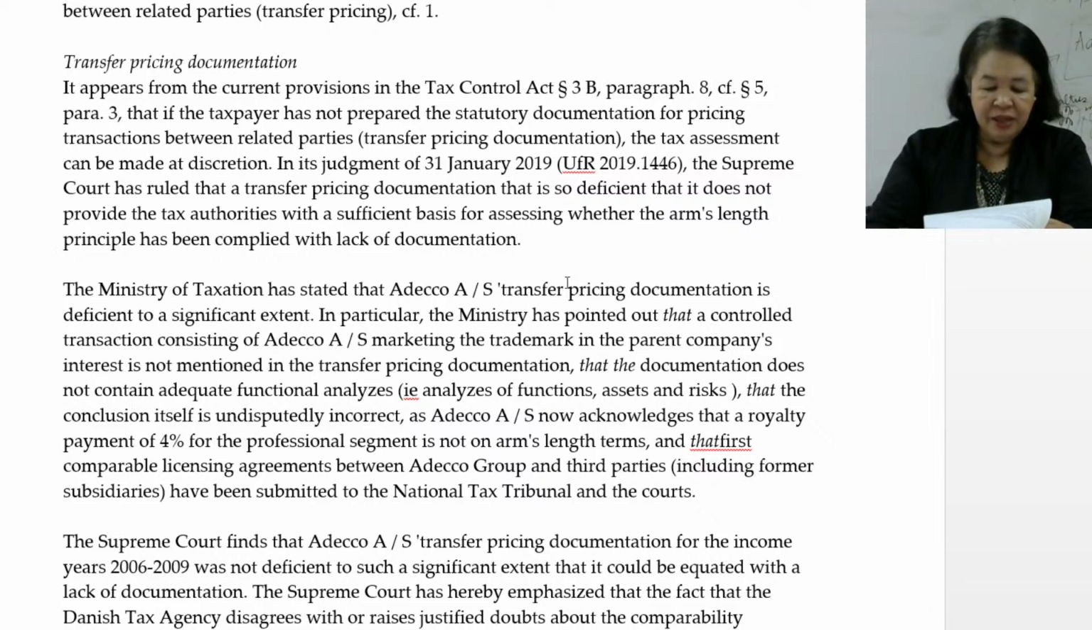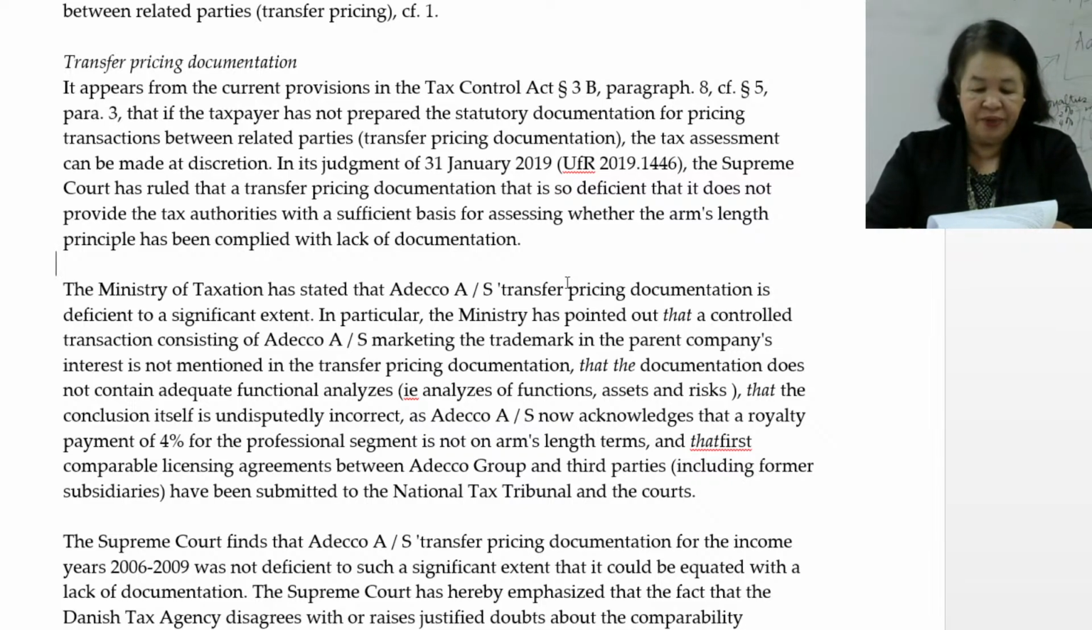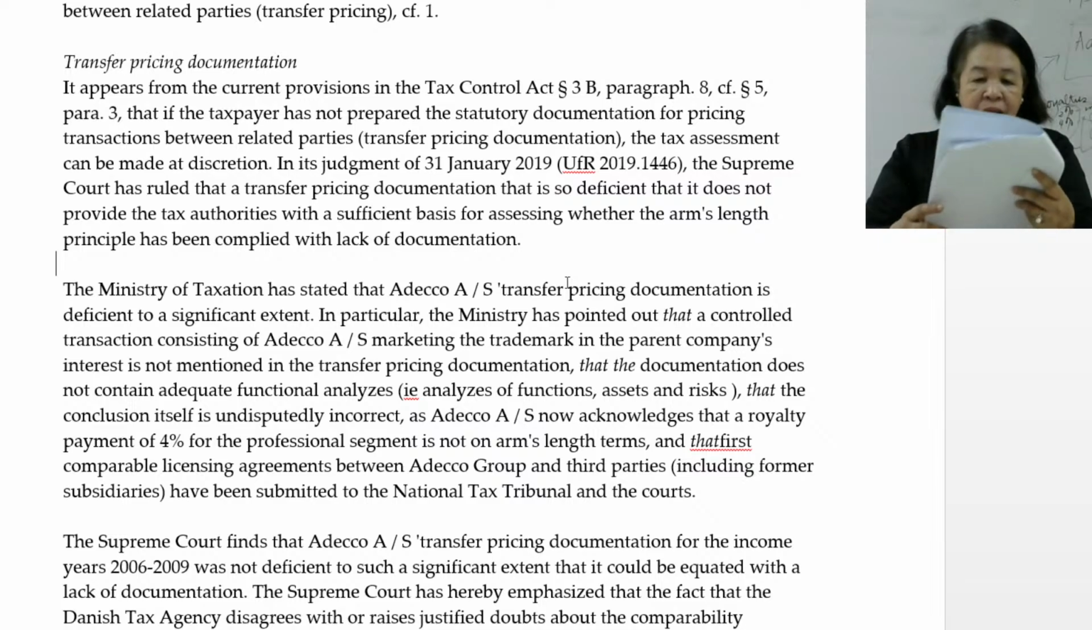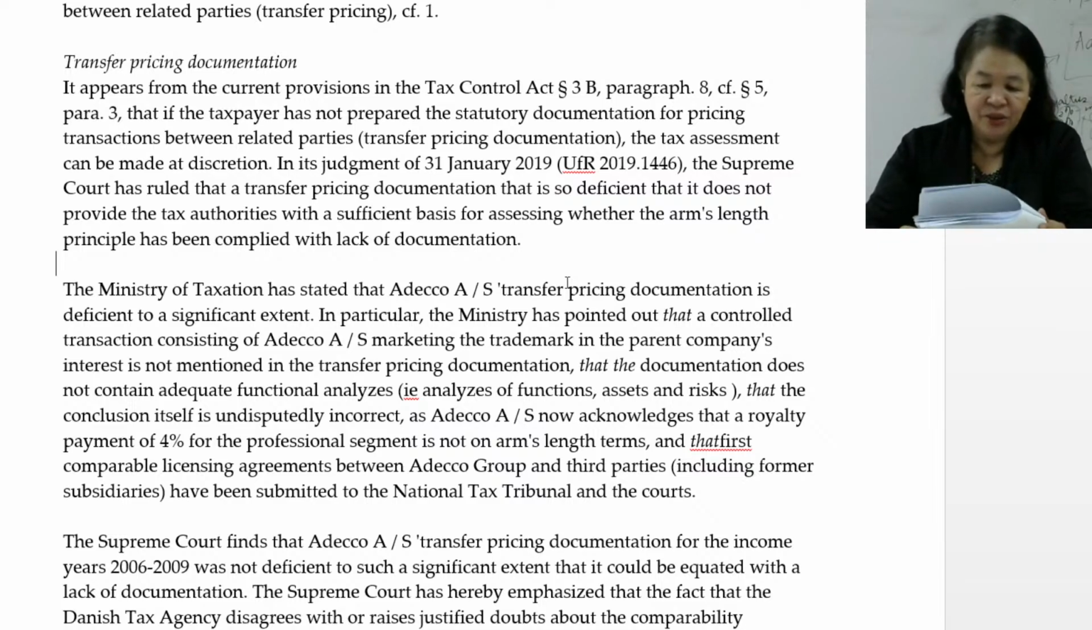Okay. Ministry of Taxation has stated that Adecco AS transfer price documentation is deficient to a significant extent. In particular, the ministry pointed out that a controlled transaction consisting of Adecco AS market the trademark of the parent company's interest is not mentioned in the transfer pricing documentation. No? That the documentation does not contain adequate functional analysis. Ito yung defect ng transfer pricing documentation.